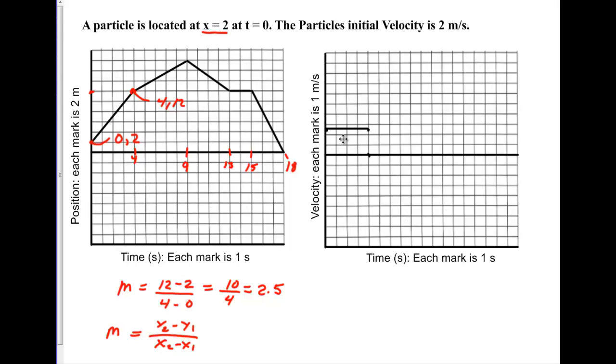Let's see if I move it down a little bit. Okay, and that's what your velocity versus time graph is going to look like between 0 and 4. And I'll label this too. Slide this back, and we can label this as being a value of 2.5.